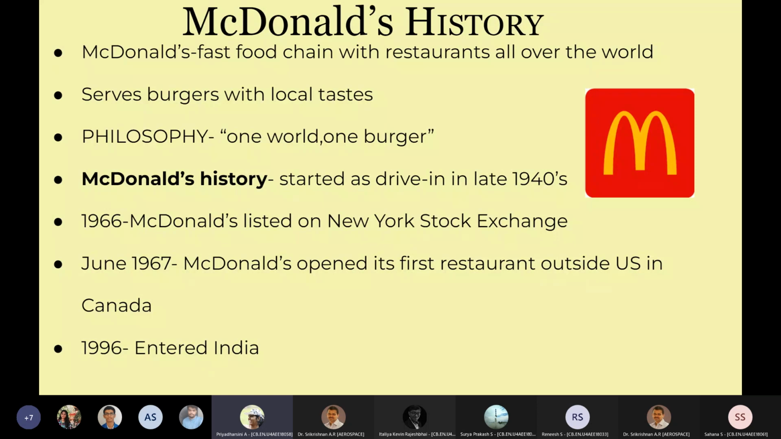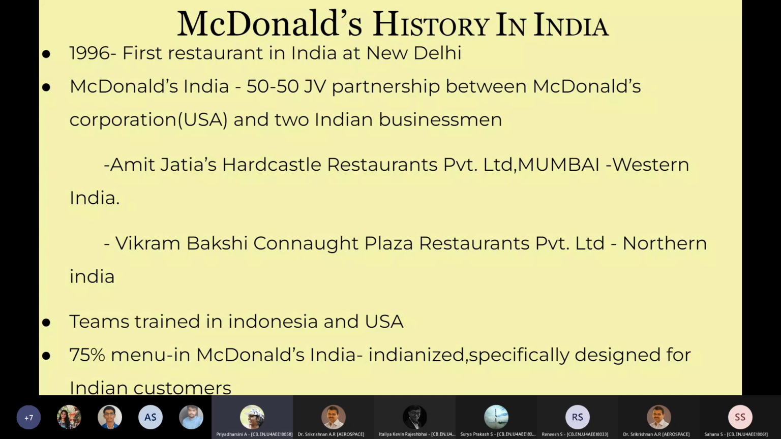And coming to the main part, McDonald's entered India as a joint venture. It all started in 1996. The first restaurant in India was opened at Basant Lok, Vasant Vihar in New Delhi. McDonald's is a 50-50 JV partnership between McDonald's Corporation USA and two Indian businessmen: Amit Jatia, of Hardcastle Restaurants Private Limited, Mumbai, which owns and operates Western India, and Vikram Bakshi, of Connaught Plaza Restaurants Private Limited, which runs Northern India. The team was mainly trained in Indonesia and USA.